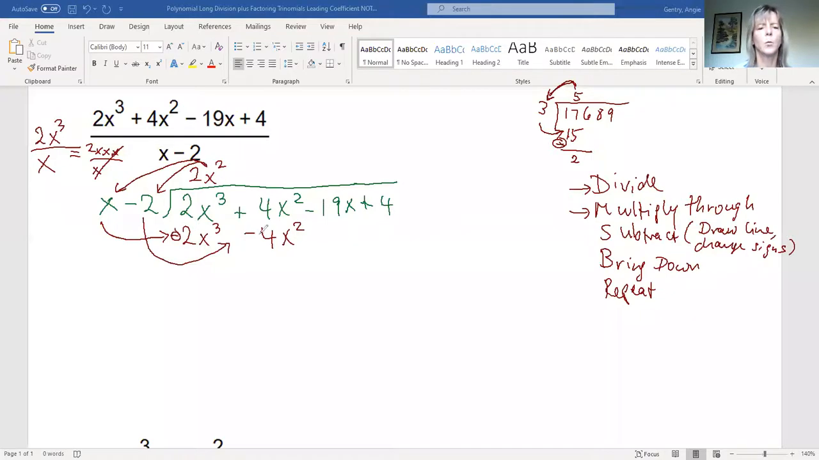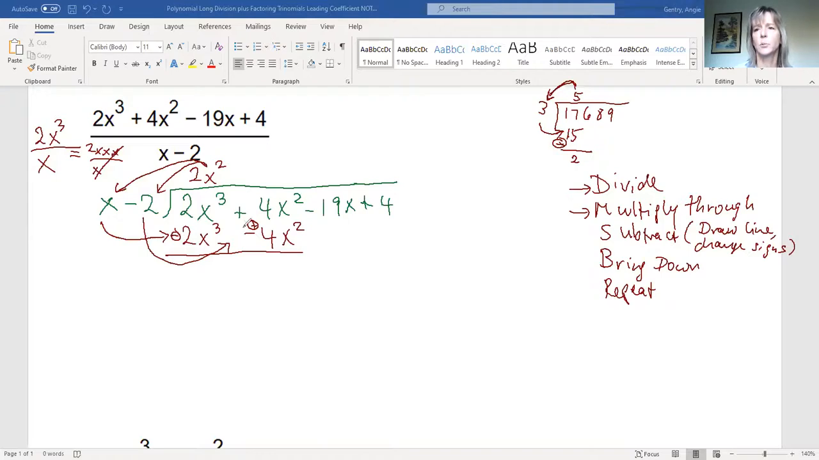So I tell students always circle your new sign. So you had a positive 2x cubed, now you have a negative 2x cubed. Then you have a negative 4x squared, that becomes a positive, so I'm going to circle my new sign. So you draw your line and change each sign, done.